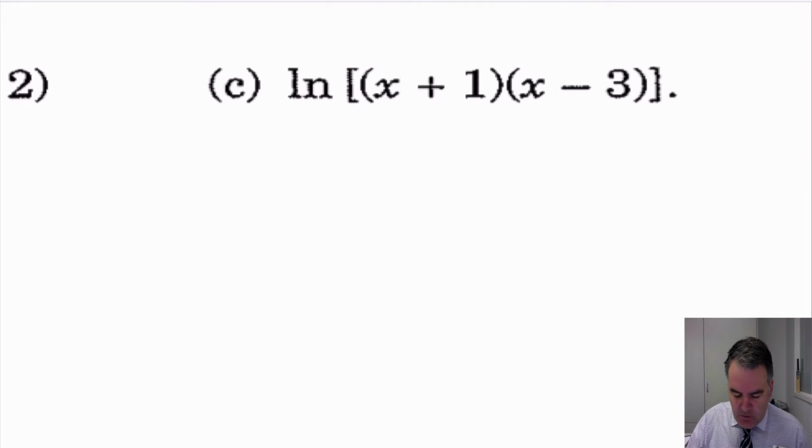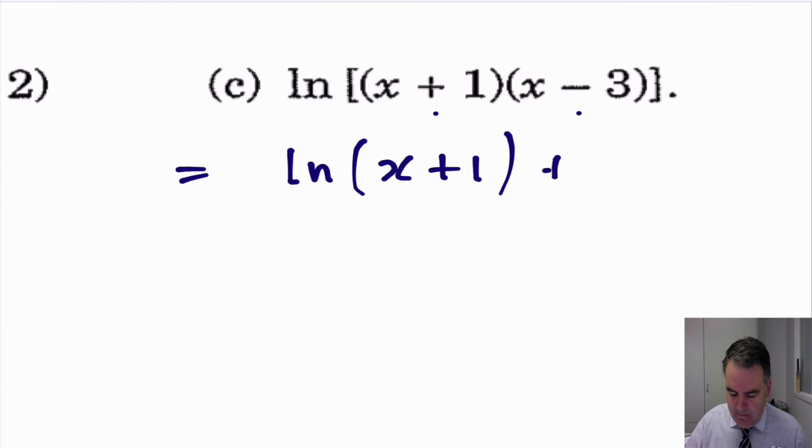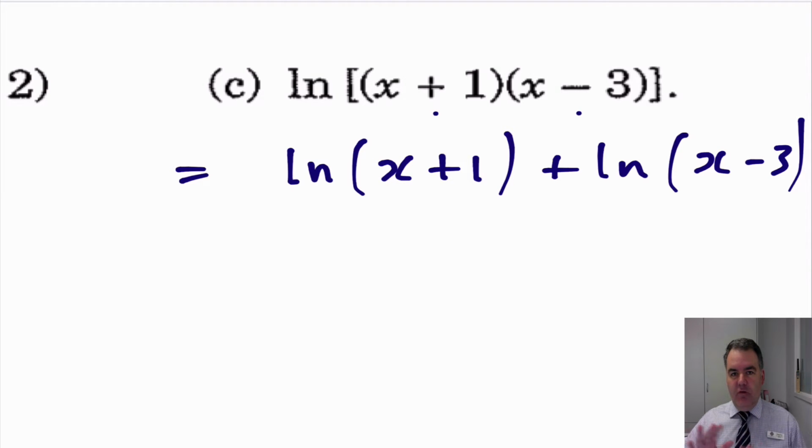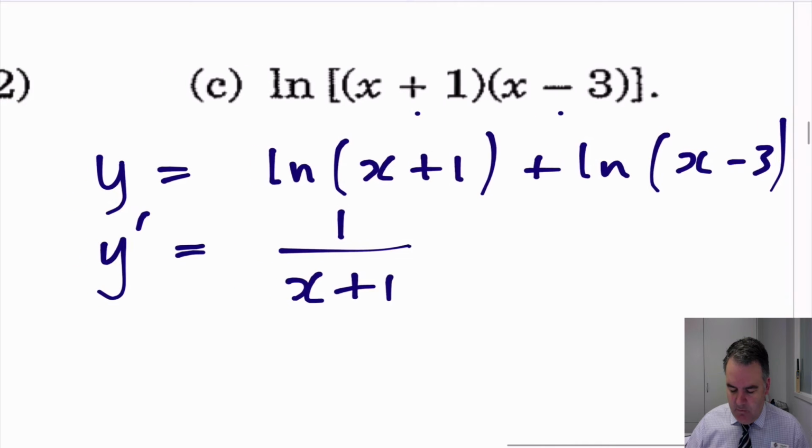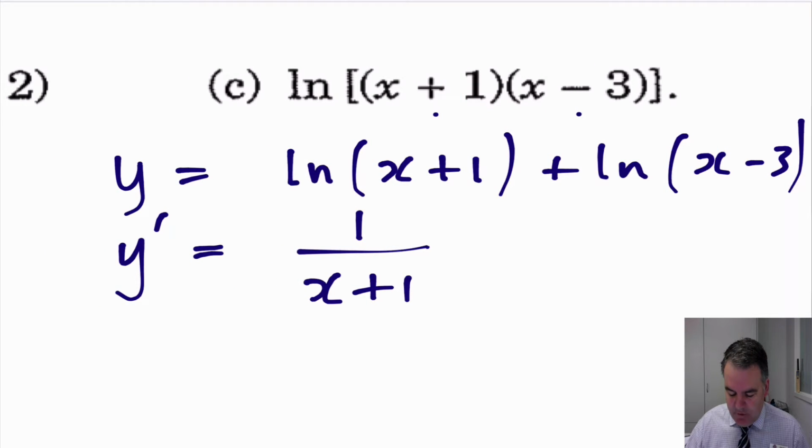We know from the log rules that log AB is log A plus log B, correct? There we go. So I've just used some log rules to simplify that, and now when we do the derivative, so let's say y equals that, I'm going to say y dash is equal to, now we can just do the derivative of each term. So the derivative of ln x plus 1 is just 1 over x plus 1. The derivative of ln x minus 3 is just 1 over x minus 3.